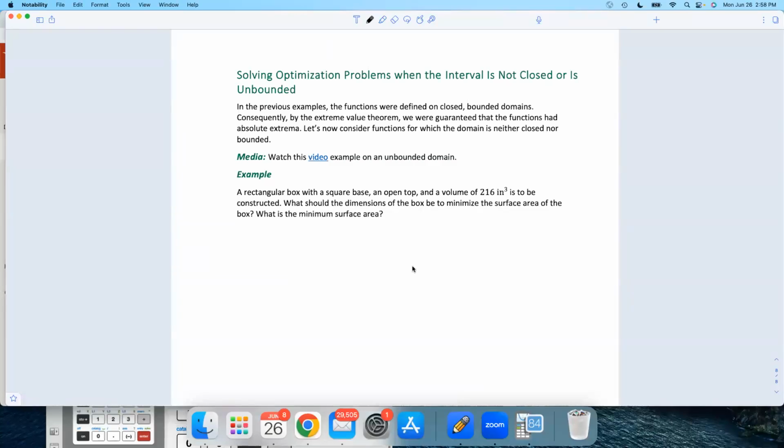Okay, here's another good optimization problem. In every one we've done so far, we're trying to optimize on some closed interval. So the extreme value theorem says you know you're going to get a maximum and a minimum someplace on that interval, possibly at the endpoints. In this case, we're not going to have a closed and bounded interval. We're going to have an unbounded interval. So we're going to have to use the first derivative test to prove that we did in fact find the minimum, the global minimum.